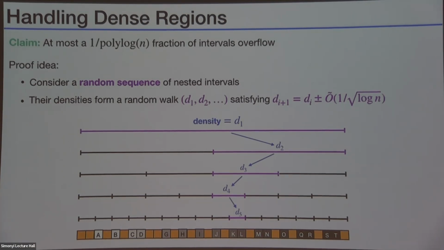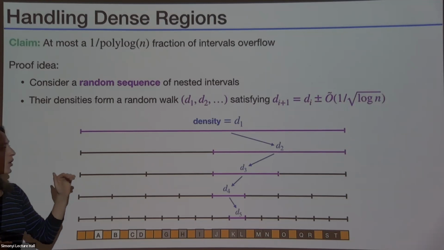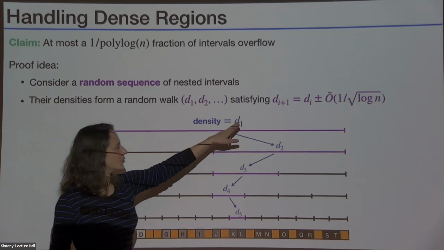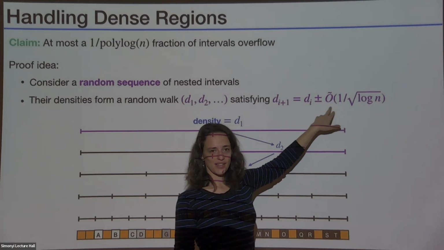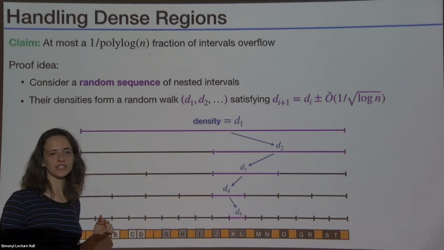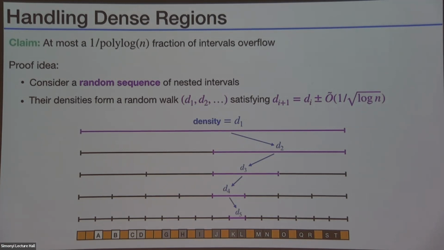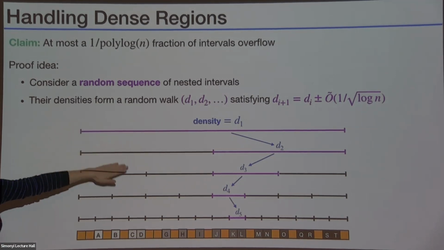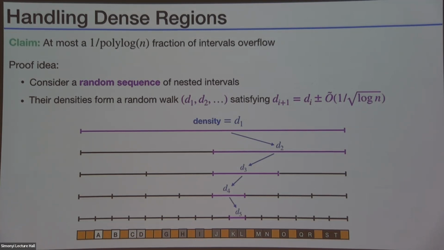The step size might be anything from 0 to 1 over square root log n, because that was our invariant of the density differences. So our step size is anything between 0 and 1 over square root log n, and we take this random walk all the way down to the bottom. And then we ask ourselves, what is the density at the bottom? And we can use this fact from random walks that if I take k steps of a random walk, I'm going to probably be at distance about square root k from the origin.